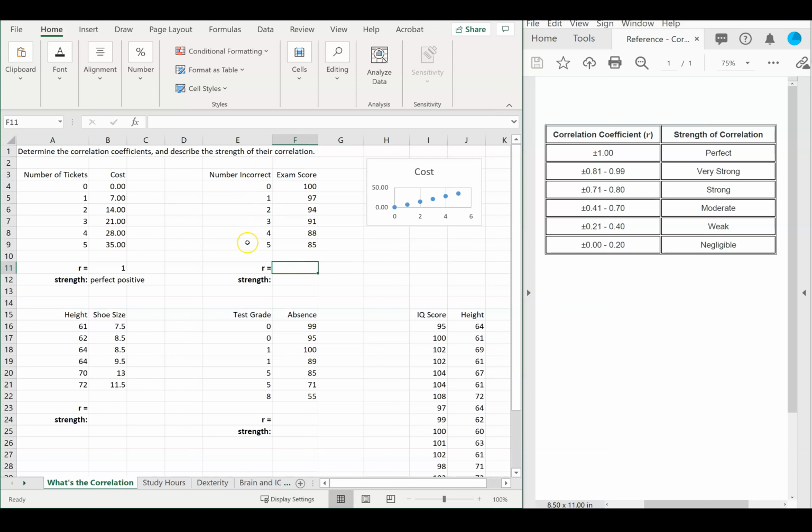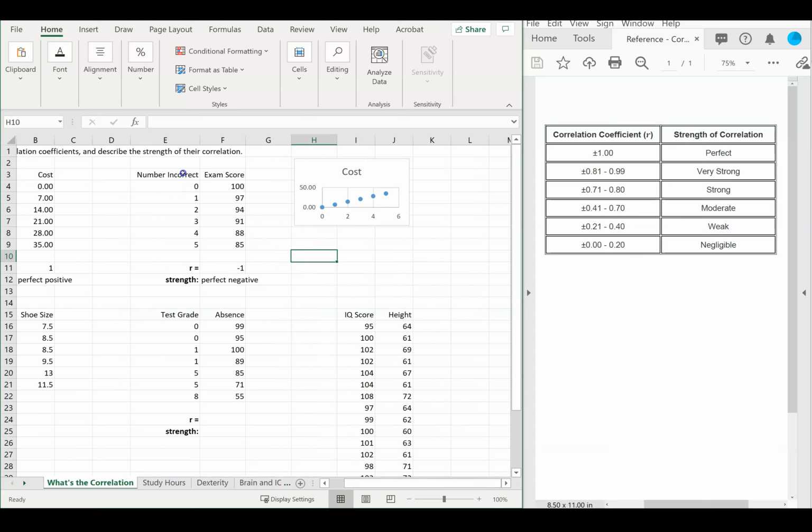Number of incorrect questions and exam score. So equals correlation, double click that, or just open the bracket. First array, comma, second array, so y values. Close bracket, enter. -1. So that's a perfect negative. So that's probably not the case for real world data. Although, yeah, perfect negative, of course it is, because the number of questions, if they're all weighed the same, you will get that negative pattern going.